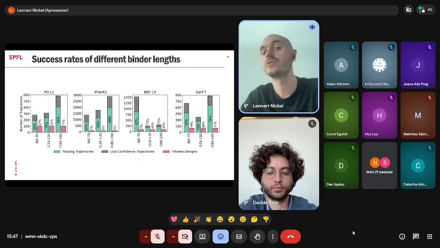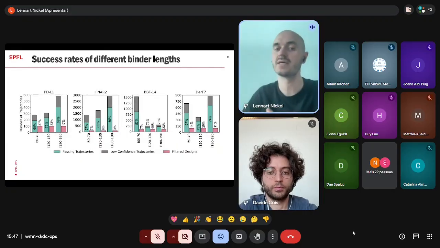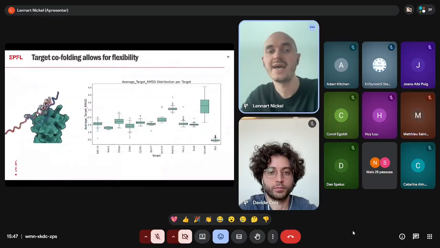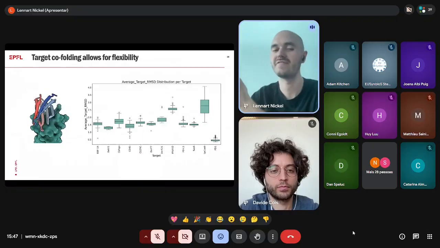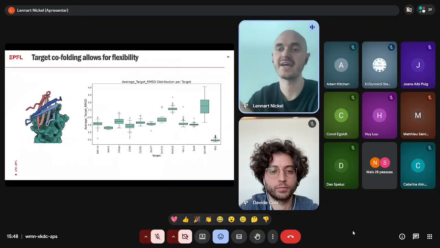Also, the ideal binder length can vary between targets. So sometimes small binders are better, sometimes bigger binders are better. This is very tricky to predict. So sometimes it's good to batch it into different length batches and see which is the most efficient one, and then sample in this space to be a little bit more organized. And what we also see is that we have this kind of induced fit behavior, because in comparison to the diffusion models, where you have a rigid target, we co-fold also our target every iteration.